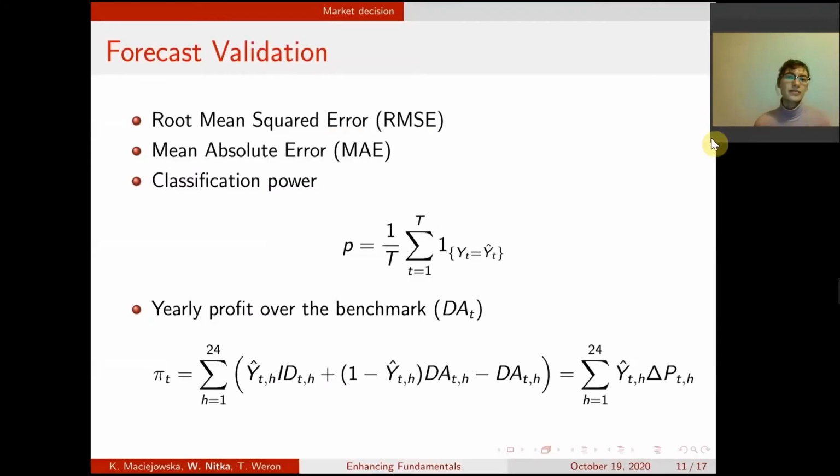And we validate our results through 4 different classification measures, and our predictions are evaluated by 2 classical error measures, root mean square error and mean absolute error. And when it comes to the price spread, we introduce 2 additional measures of classification power, so checking what fraction of our decisions was correct. And also we measure yearly profit over the benchmark, with the benchmark being selling always in the day-ahead market.